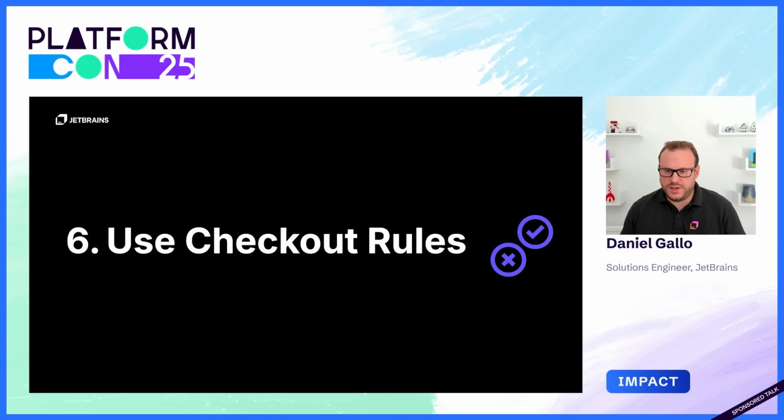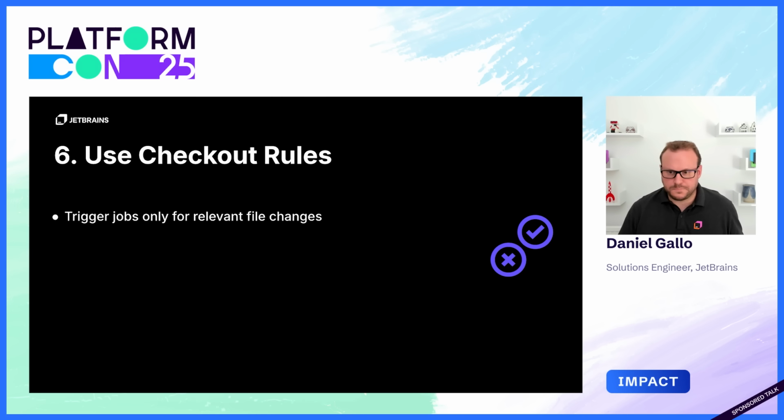Point number 6 is making use of checkout rules. You could be making changes to a file and then triggering a job, but if that job doesn't necessarily depend on that file or use that file, there's no reason to run that job. It could be reused if there's one from a previous execution. So where possible, try and trigger jobs only for the relevant file changes, and this will help prevent unnecessary builds and reduce your build time accordingly.